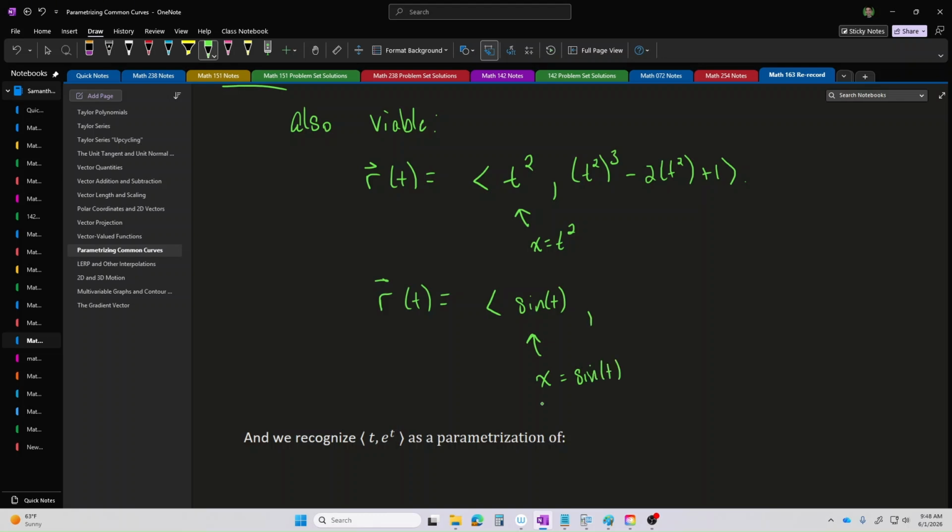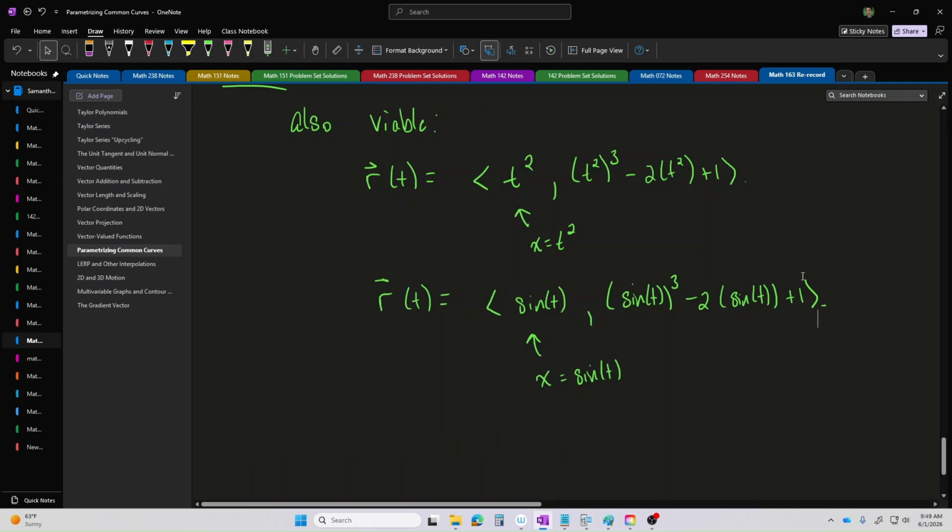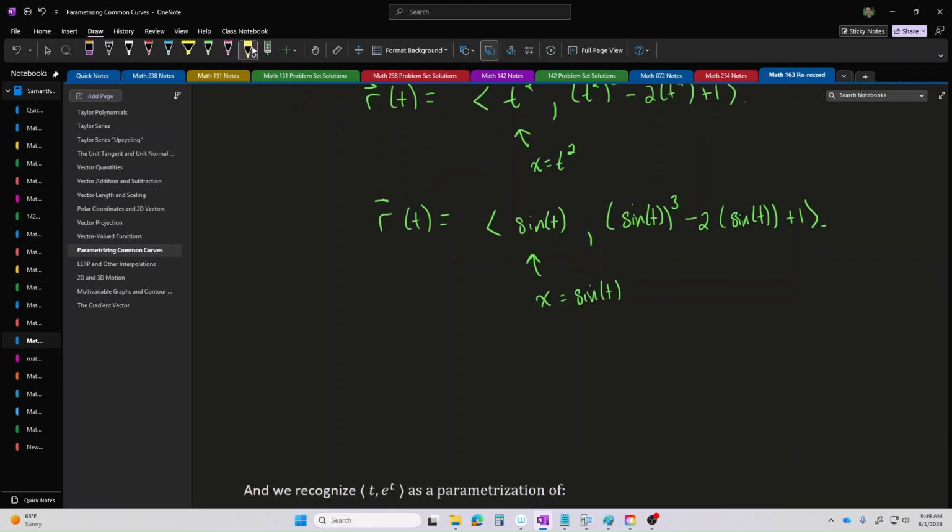Then what would happen in the y position is that you just have to replace x with that quantity: sine of t cubed minus 2 times sine of t plus 1. It changes the sort of rate and the pace at which the curve is traversed over time.